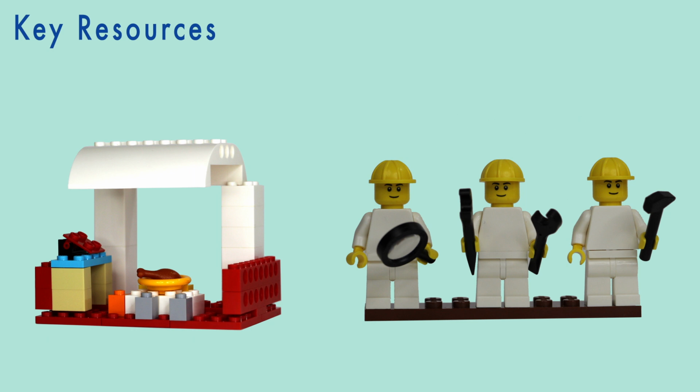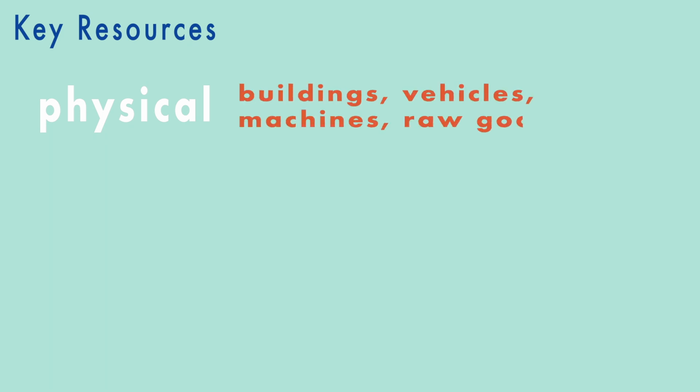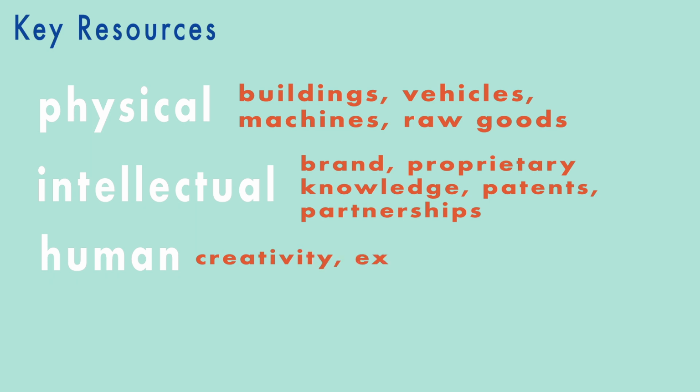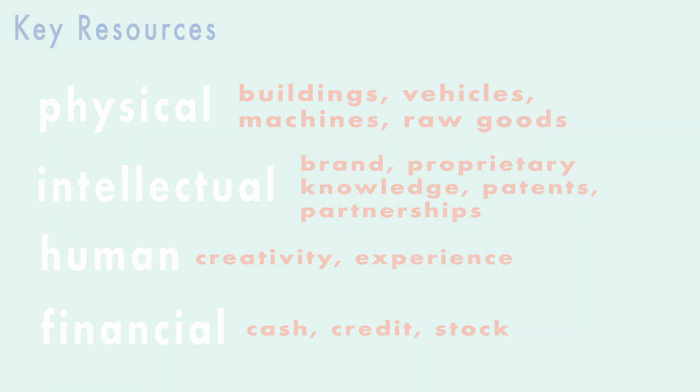So what other key resources? Physical resources could be buildings, vehicles, machines, raw goods, etc. What about intellectual? These are brand, proprietary knowledge, patents, partnerships, etc. Human resources are creativity, experience, and so on, while financial resources are cash, credit, stock, and so on.